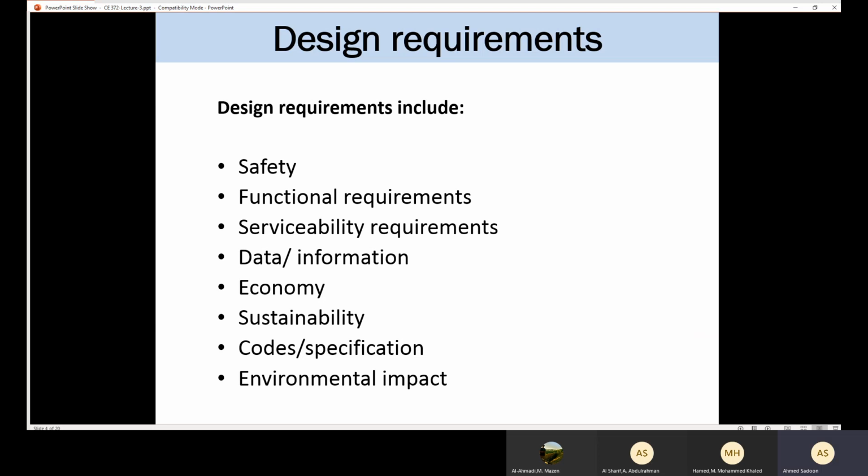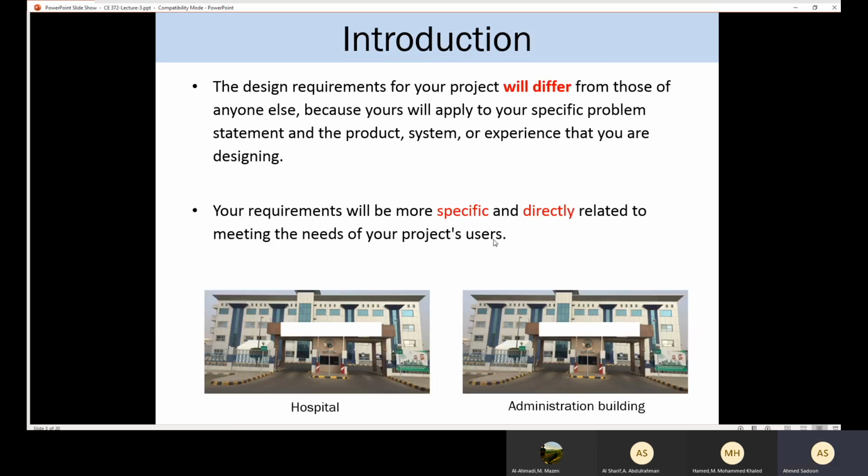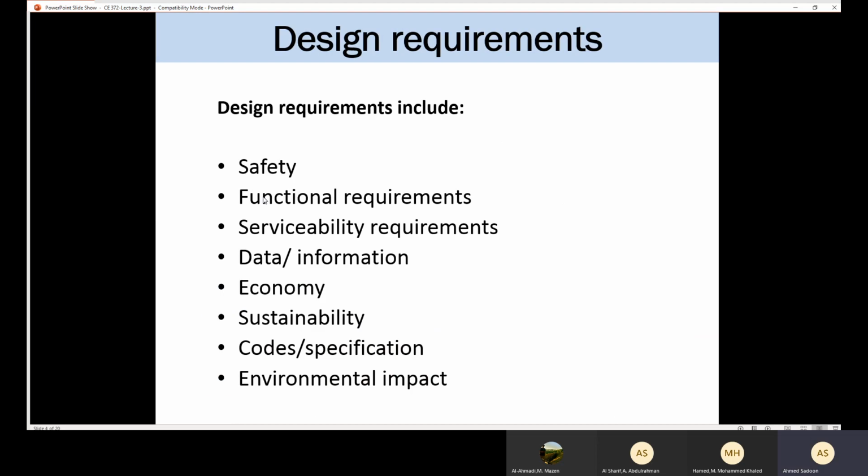So the design requirements are going to include safety. How much safety you want to implement in your project. For example here, because the hospital is more important than the administration building, I'm going to put a larger factor of safety than for the administration building. So safety is one of the design requirements and is going to be different from one project to another.